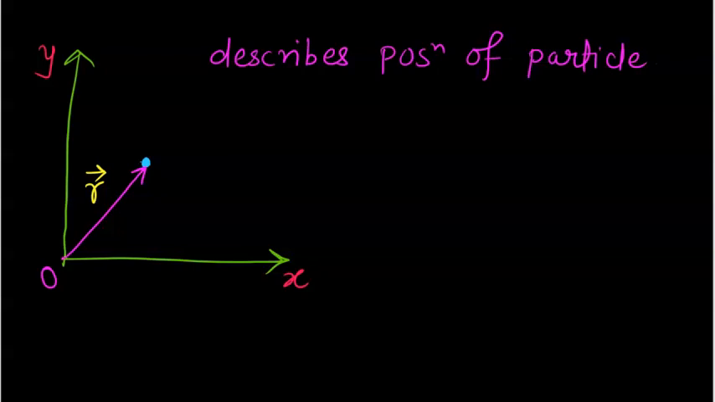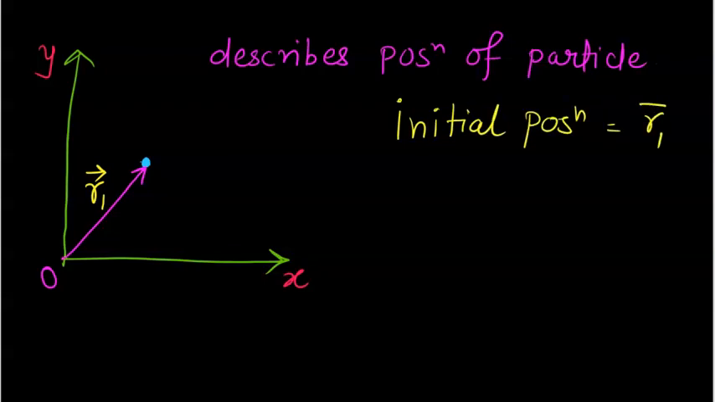Now this is one particle, r bar, and its position. Suppose this is the initial position, r1 bar. After some time, it follows a certain trajectory and goes from this particular point to another point. Here its position vector becomes r2 bar, which I will denote again by a vector. So this is the vector r2 bar.